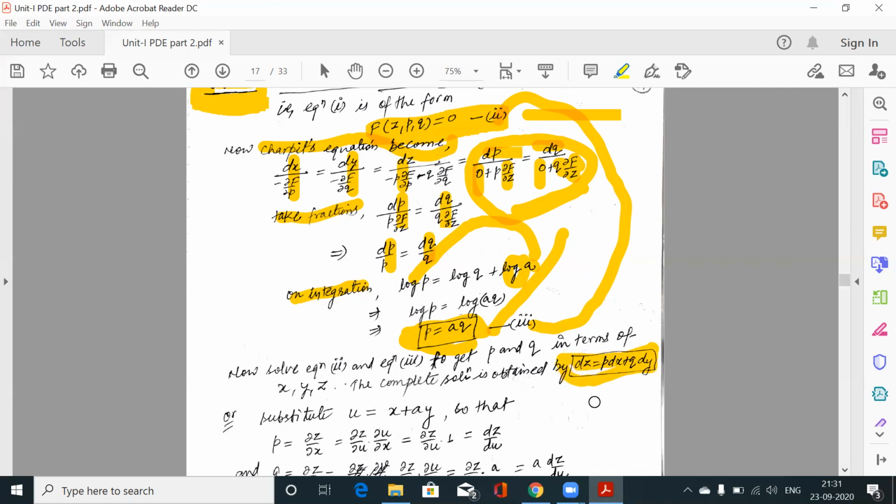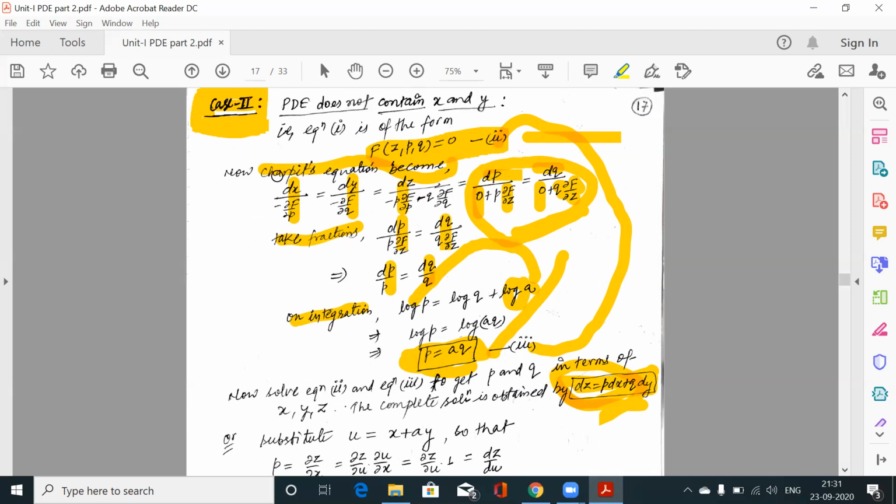So this is the Charpit method. Now we integrate this equation to get our complete solution. This is the simple process. What is the importance of applying this case 2? If the partial differential equation contains z, p, q, then we can directly jump from here to this step. We can skip these many steps.